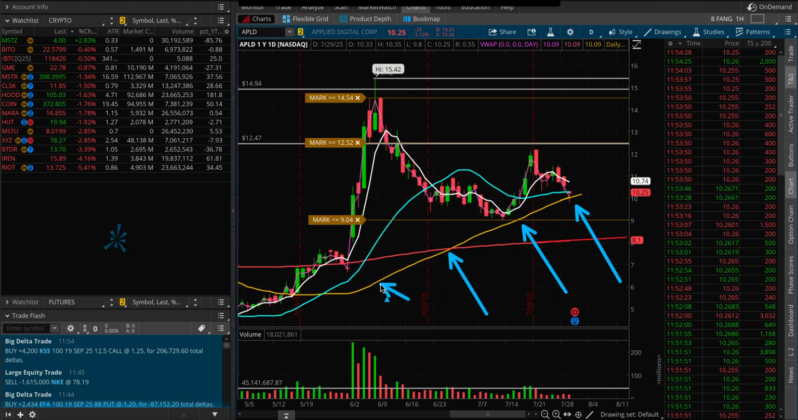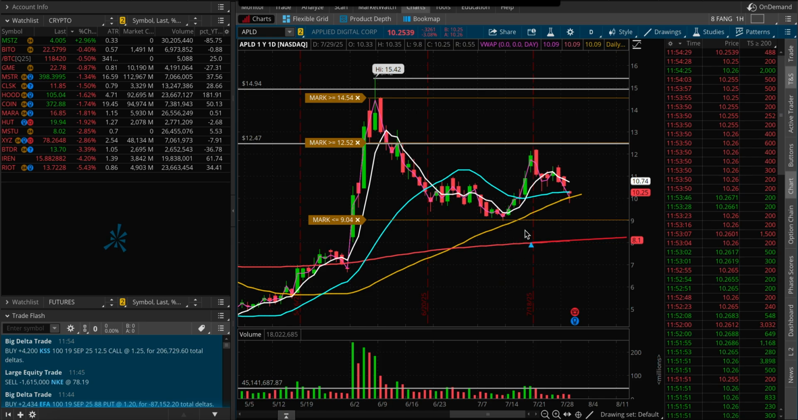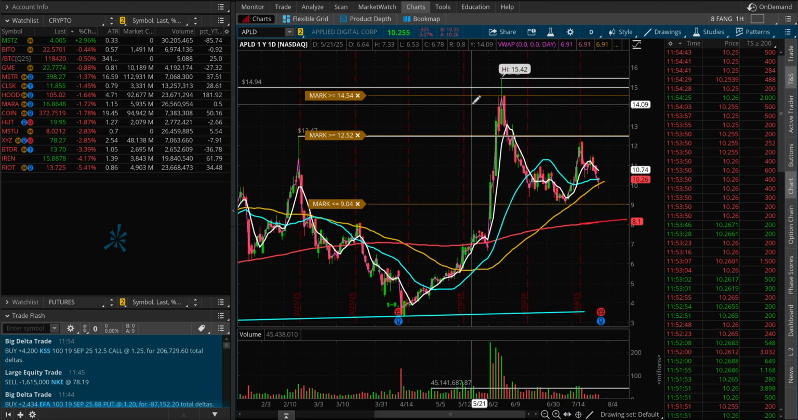As long as APLD is staying above the 50-day moving average, this yellow line on my chart, it's still in an uptrend. If it cracks below the 50-day, somewhere around this $10 area, it can come down towards $9, and it can even test the 200-day moving average around $8.10. That's the support area I would be watching for this name.